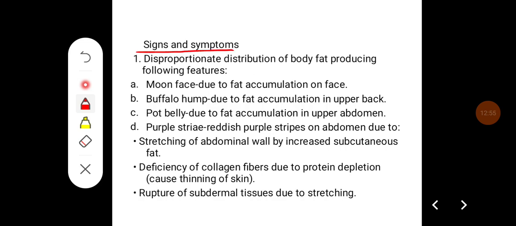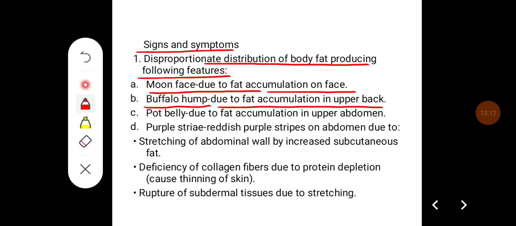Signs and symptoms of Cushing's syndrome. There will be disproportionate distribution of the body fat producing the following features. There will be moon face due to the accumulation of fat in the face. There will be buffalo hump due to the fat accumulation in the upper back. There is a pot belly due to the fat accumulation in the upper abdomen.